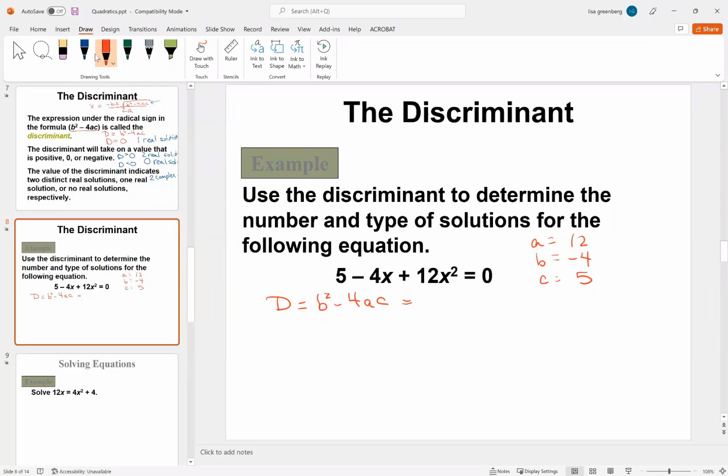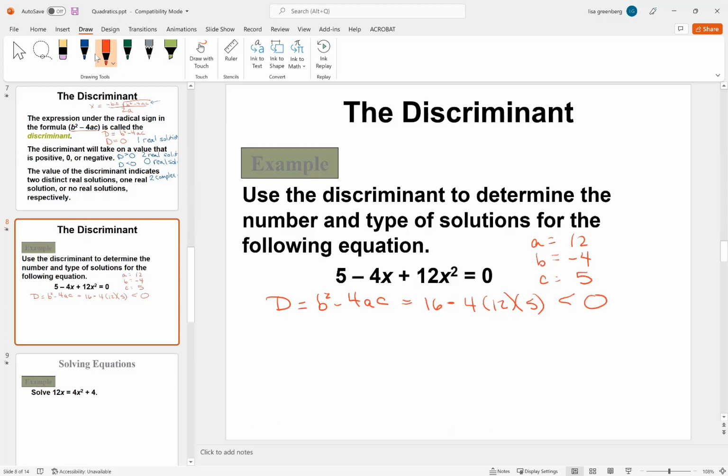So b squared is 16 minus 4 times 12 times 5. And I don't even care what the value is, do I? I can tell pretty easily that this is less than 0.